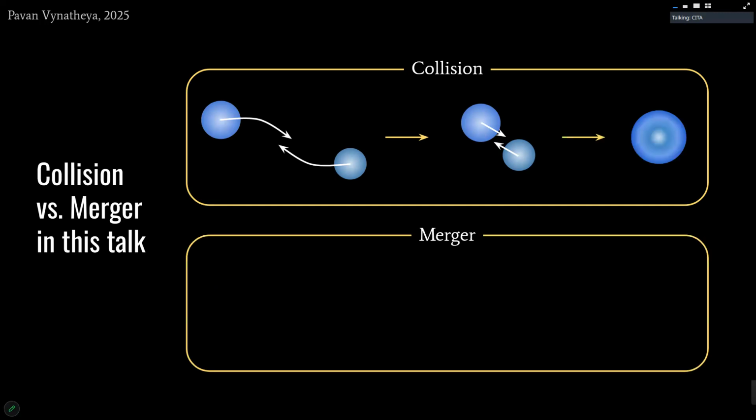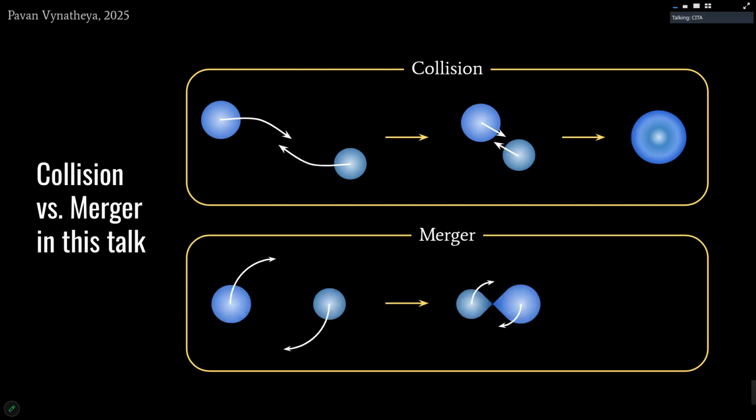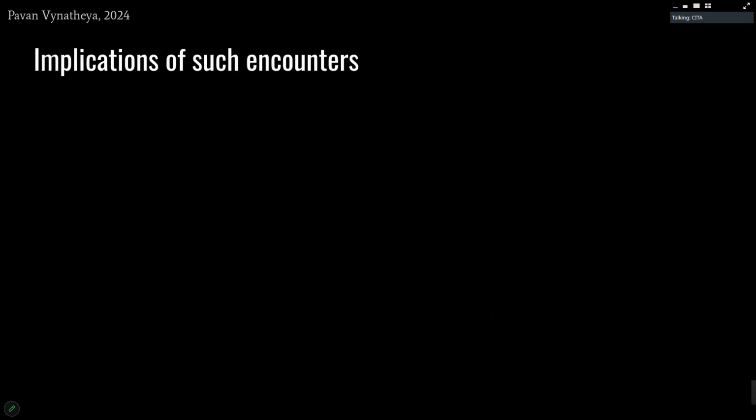A merger is when you have a binary and due to some processes like tidal dissipation or mass transfer or a combination of everything, eventually merge and become a single thing. So for the rest of this talk, I'll be using these terms. Why is studying such clusters, such encounters, or such interactions important?